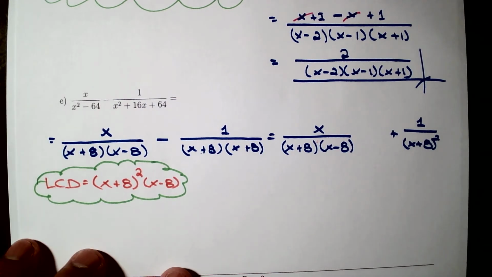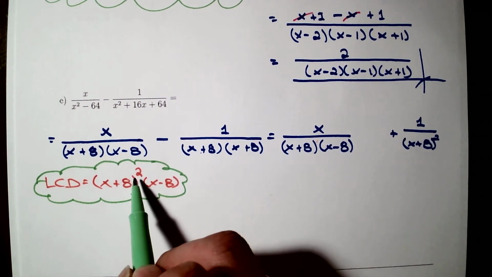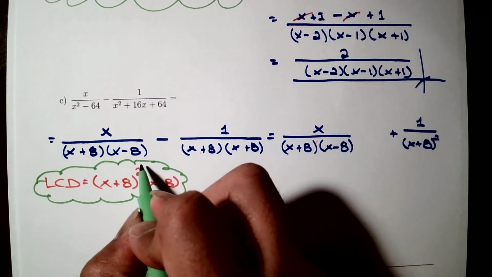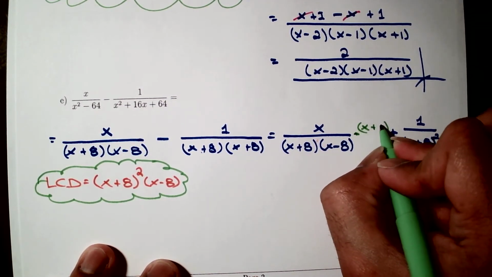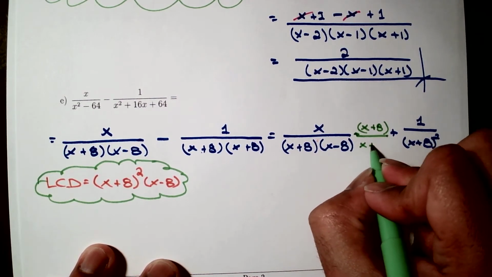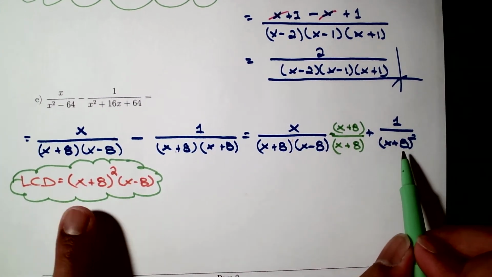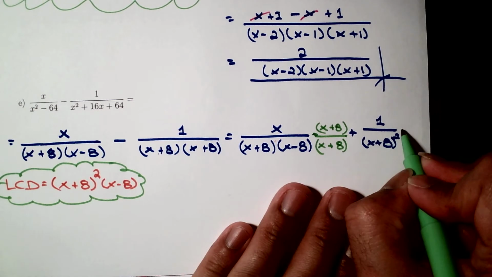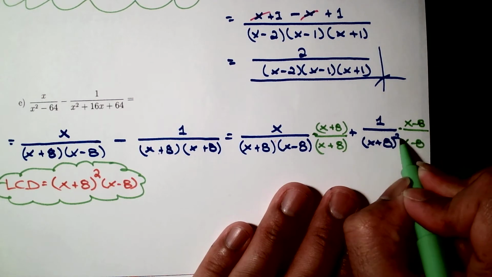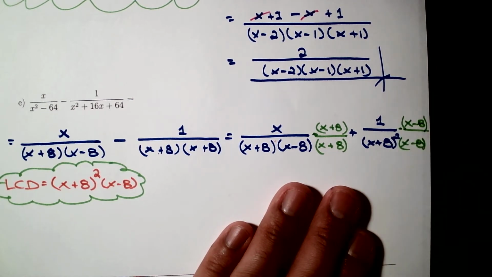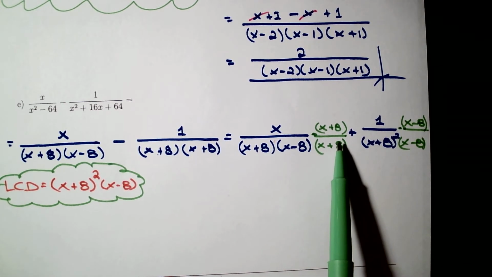All right. So we have for the first fraction x plus 8 times x minus 8. But notice the x plus 8 has to be to the second power. That means we need one more power of that one. On the second fraction, we have the x plus 8 to the second power. We need the x minus 8. That's the missing factor in there. All right. So now we have the same denominator, x plus 8 times x plus 8.